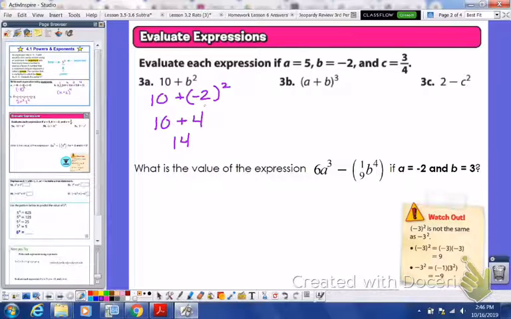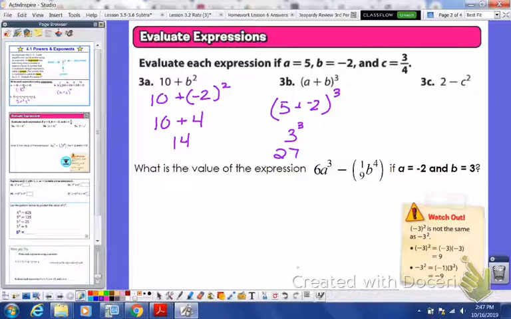All right, second one, the quantity of a plus b all raised to the third. So substitution first. 5 plus negative 2 inside parentheses, all raised to the third. So according to our order of operations, we know that we take care of inside parentheses first. 5 plus negative 2, same as 5 minus 2. So we have 3 positive to the third. And then 3 times 3 is 9. And 9 times 3 is 27. So final answer of 27.